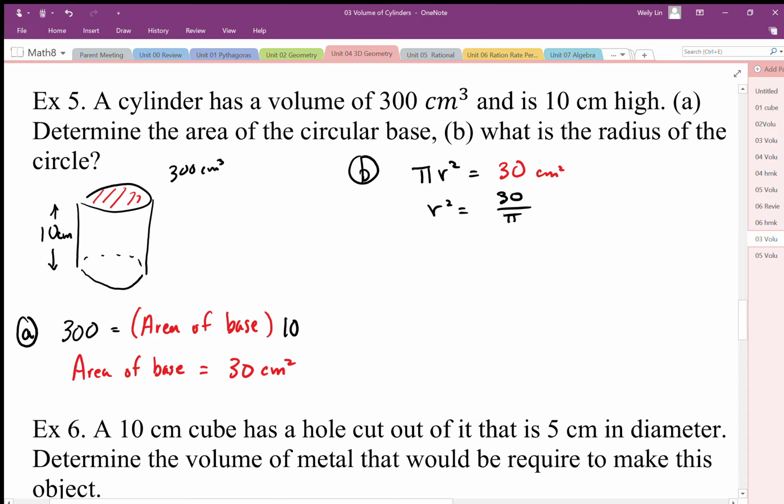Then we're going to undo this square by square rooting both sides. So we get the square root of that number. First of all, we'll get rid of that negative, because when we undo squares we get plus minus, but we don't need the negative in this problem because there's no such thing as negative radius. And if we square root that number of 9.55, we get about 3.09 centimeters as the radius. So we got rid of the squares by square rooting, so we just end up with centimeters as our final units.